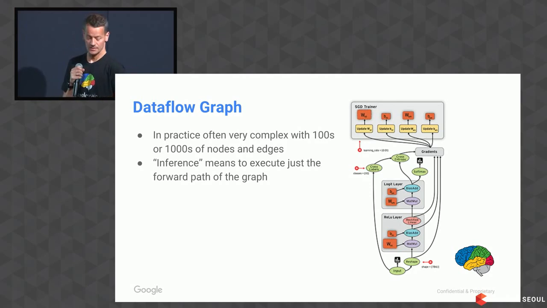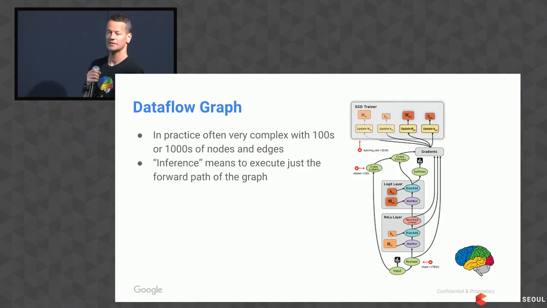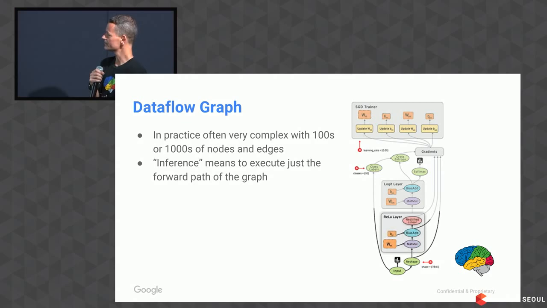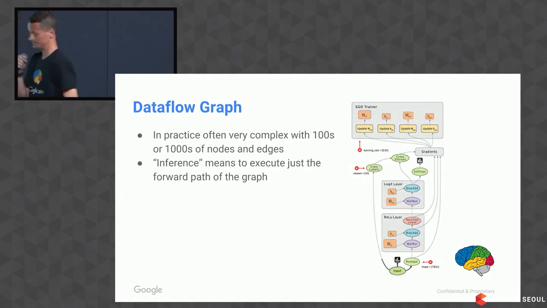And inference means in this graph to just execute the forward path of the graph. So some people ask, what does inference exactly mean? It's just the forward path, right? That's what that is. So in this case, it would calculate it up to here, right?